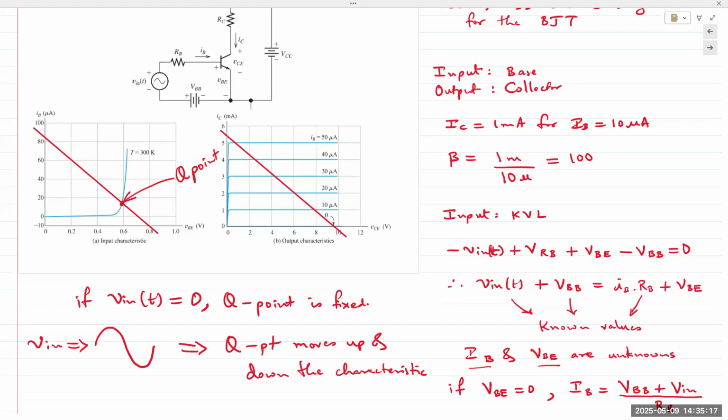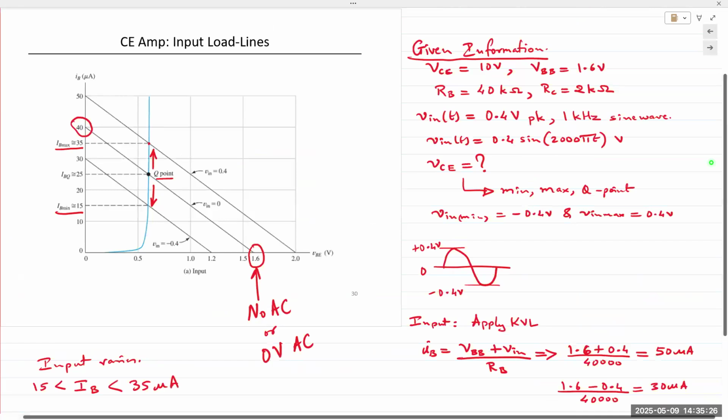Any questions? Okay. Let's look at an example. All right.